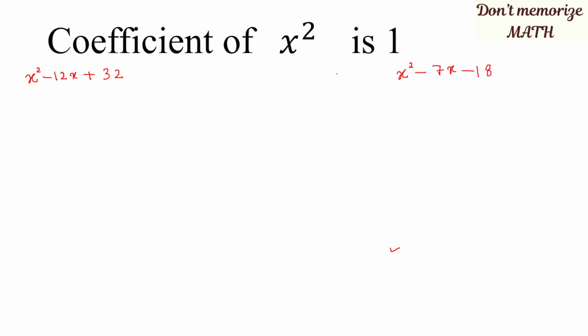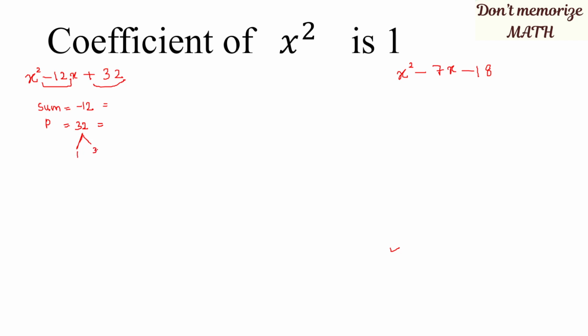Okay, let's factorize it. So first we will write the sum. Sum is the number with x. So here the number with x is minus 12. And what is product? Product is constant number, that is plus 32. Okay, so now we need to find two numbers whose sum is minus 12 and product is 32. So we are gonna split what? Split 32.